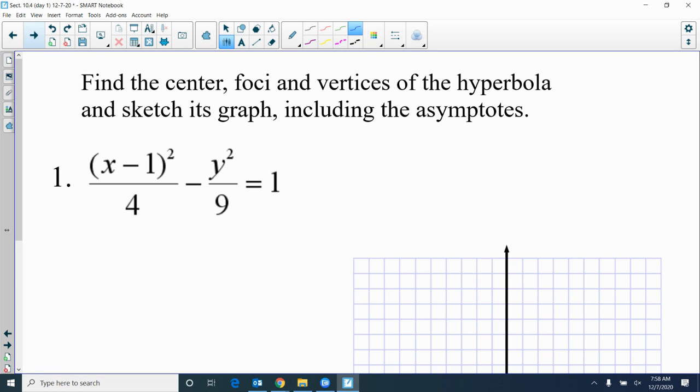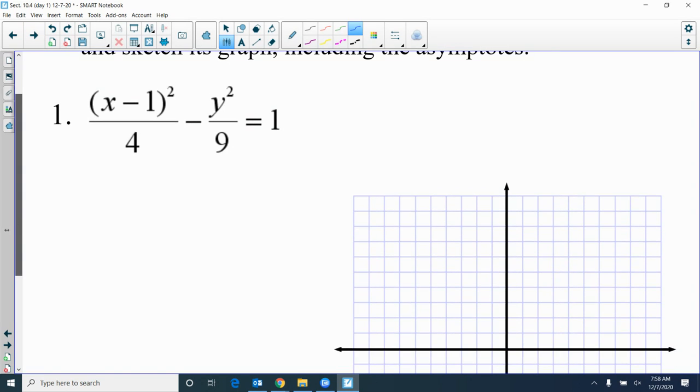All right, you need to find the center. You need to find the foci. We need to find the vertices, and we're going to sketch its graph. Now, we're also going to include the asymptotes, and I want the equations of the asymptotes, which I'll go over with you. All right, from here, first of all, if you need to look up above, that is absolutely fine. Which way does it open? Let's figure that out first.